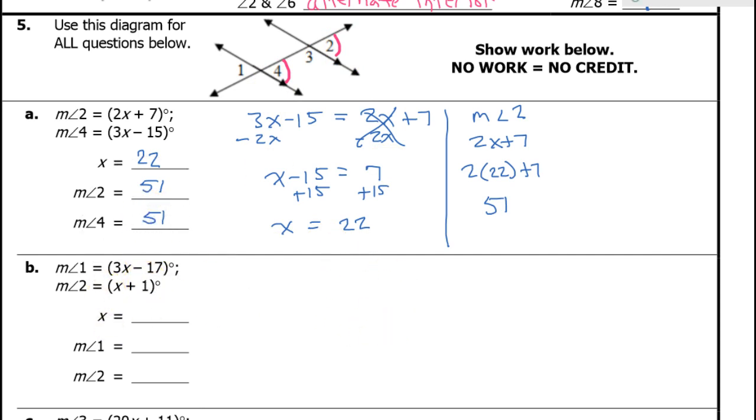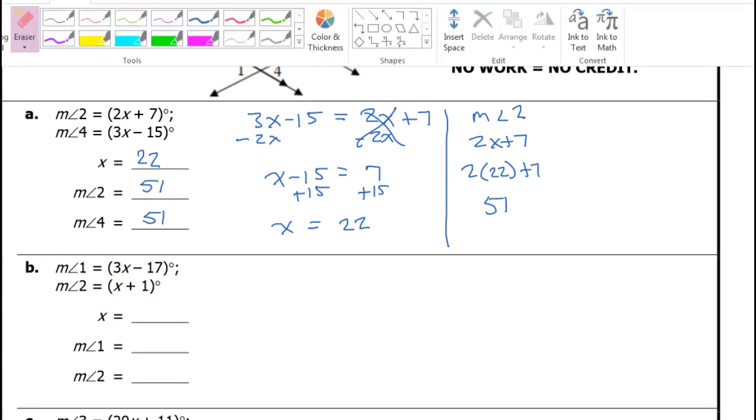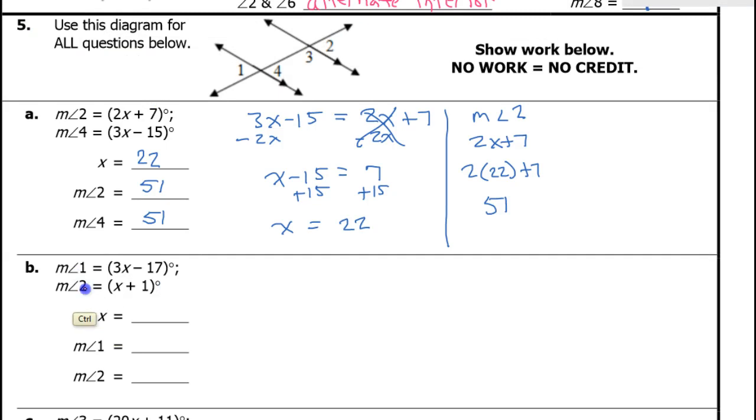Okay, now for part B, I better erase because we're probably talking about different angles now. Angle 1 and angle 2. Here's angle 1 and here's angle 2. See how these are both acute angles again? They're going to be congruent. All right? These are alternate exterior angles. But as a shortcut, if they're both acute, they're going to be congruent. That only applies when I'm talking about parallel lines and a transversal. So anyway, these are going to be congruent.